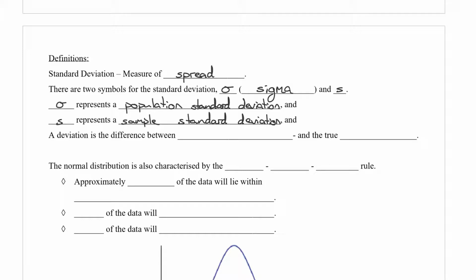Now, a standard deviation is the difference between an individual piece of data and the true mean. And again, we have two different symbols for this. We've got the letter mu, which sounds like an M, in the Greek alphabet, or we've simply got this x bar. The Greek one, mu, is similar to the sigma in that it's representative of the population, so the population mean.